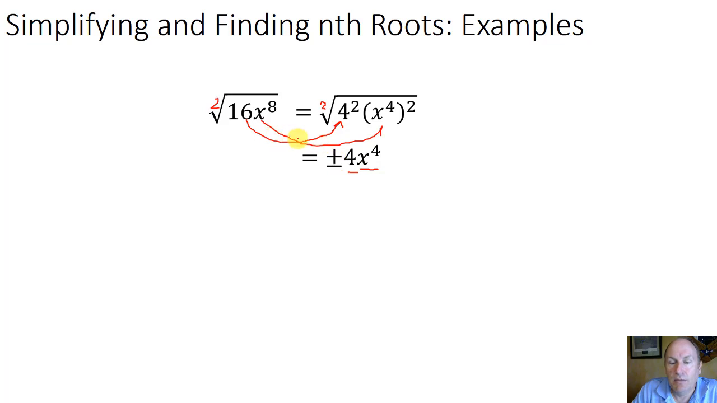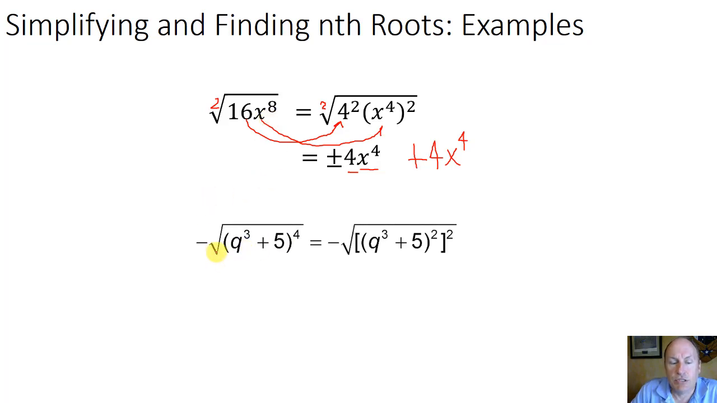And so there are two possible roots to this, plus or minus 4x to the 4th. Now the principal root, however, is positive 4x to the 4th. But there are technically two roots that could multiply together to give me 16x to the 8th. So let's look at this example.